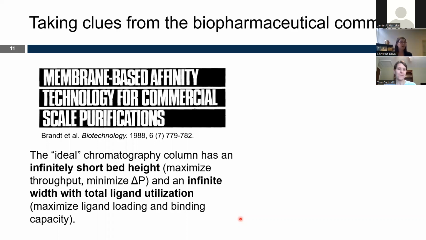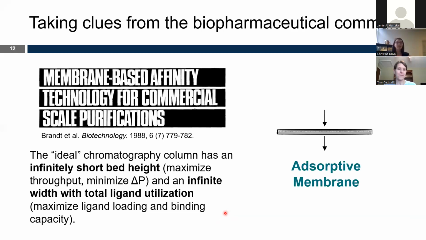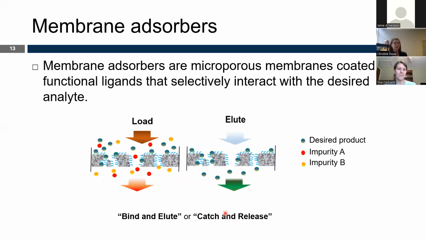So when we were talking about the resins previously, we were concerned about not using that center area of the resin if we were operating at fast flow rates, right? That leads to an inefficient use of your column. And so if we can try to make all of our ligand available, that way we can maximize binding and our productivity, right? When we think about that resin-packed column and we apply these criteria, we basically shrink it down into the geometry of an adsorptive membrane. So membrane adsorbers are microporous membranes. They can be coated with functional ligands that selectively interact with your desired analyte.